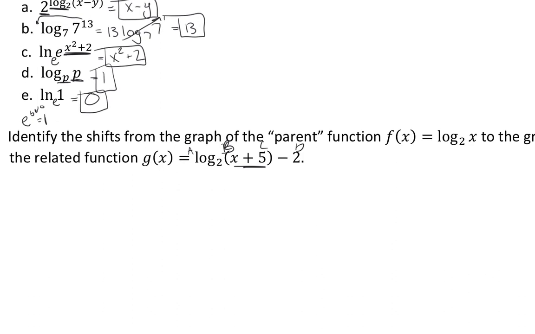So we know that since this is plus 5, we're going to move to the left. Moving to the left 5, and we're minus 2. That means we're moving down 2 units. So those are the 2 shifts that are happening to this function since there's no compression or stretching happening.